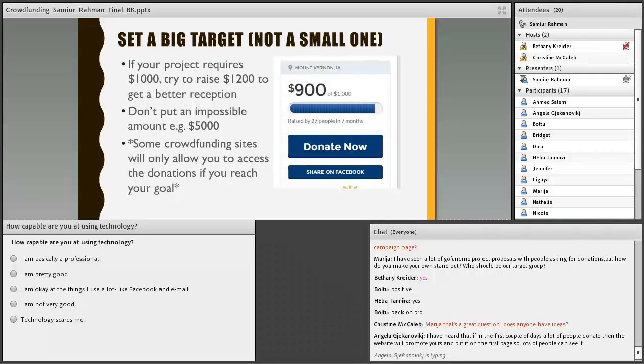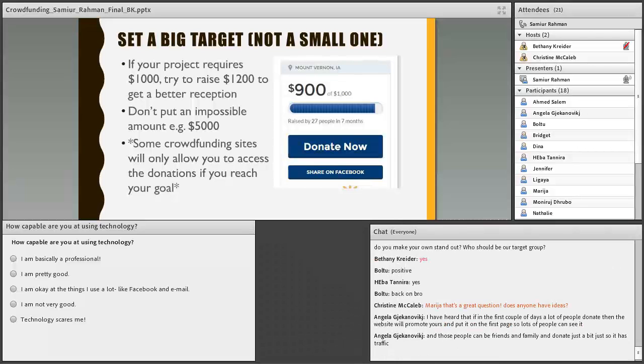So you want to give it $1,000, or if you have a $1,000 target, try to raise $1,200. Don't put an impossible amount like $5,000 or $6,000, right? Because if you need $1,000 and you show people you need $5,000, that's not going to make sense. They're going to ask, why do you need 5,000? They're trying to steal my money. This is a conception you have to always keep in mind. Don't make it unrealistic, but don't make it minimalistic. Don't make it very little, always be in the middle, right?